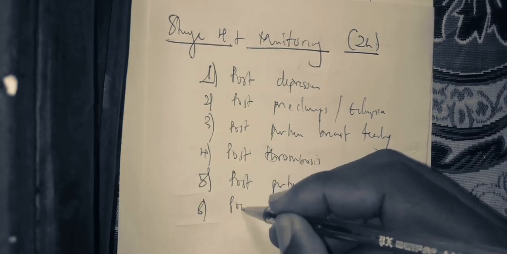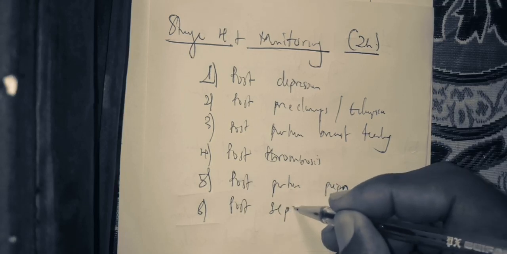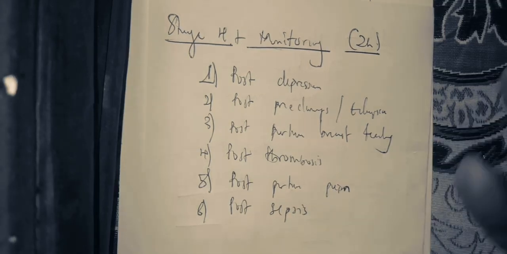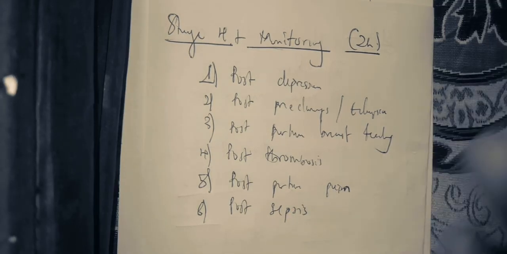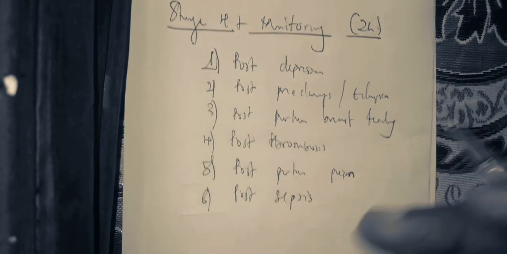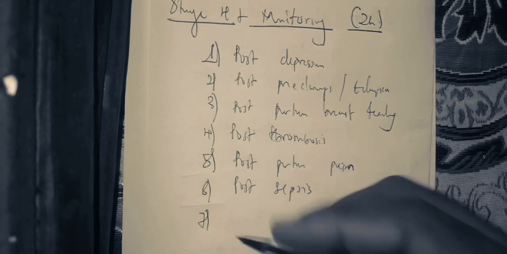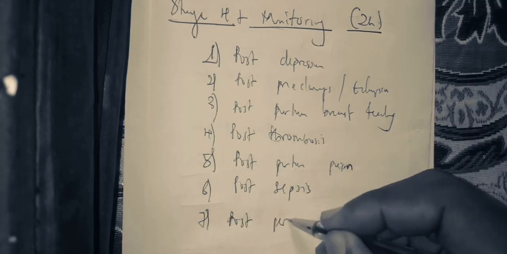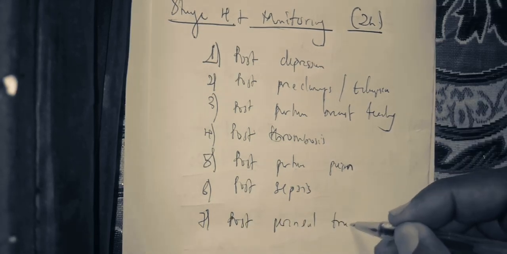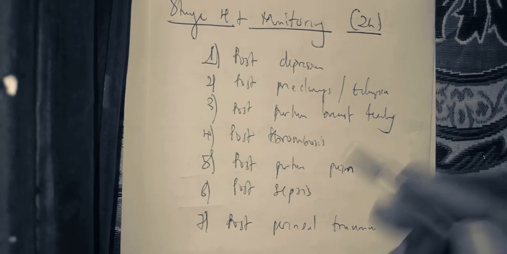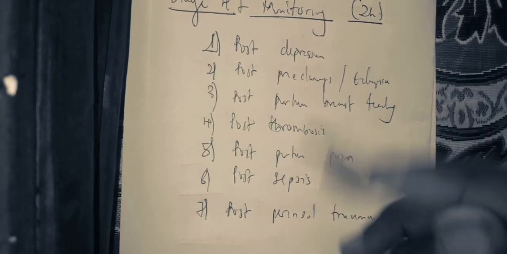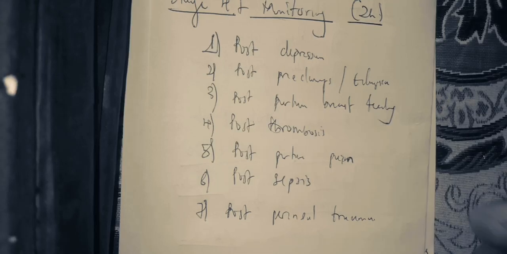The sixth element is postpartum sepsis, when you have any infections like postpartum endometritis or any other infection that can occur in postpartum sepsis. The seventh element is postpartum perineal trauma. Is it clear? So those are the 7 postpartum complications that you must note.